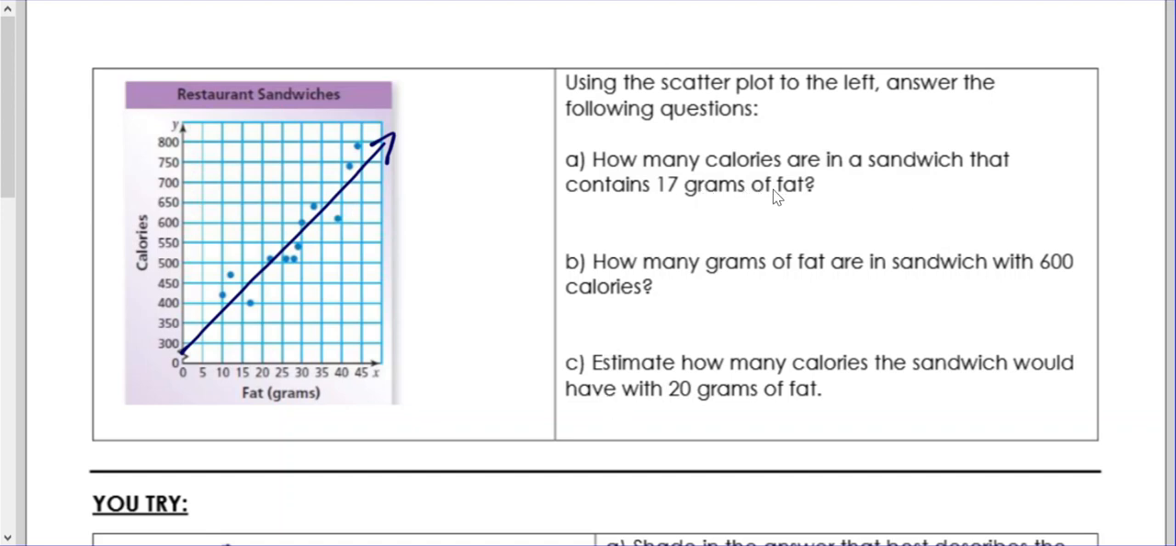How many calories are in a sandwich that contains 17 grams of fat? So I'm going to look at 17 grams of fat. That's about there, and follow that up to my line. I do not want to use this point. That's one piece of data that's not really relevant to the whole trend. It might have happened that one time, but it's not generally what I'm expecting. 17, I'm going to follow that up. That looks like that's sitting at about 450 calories.